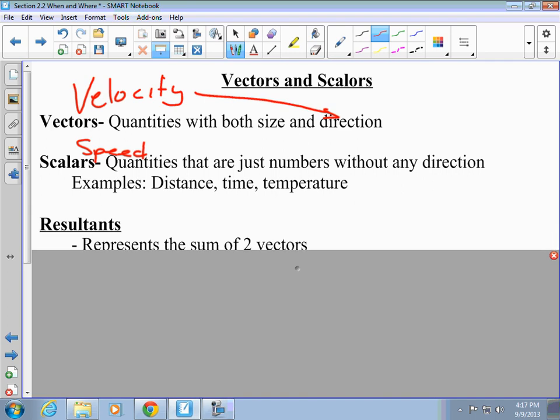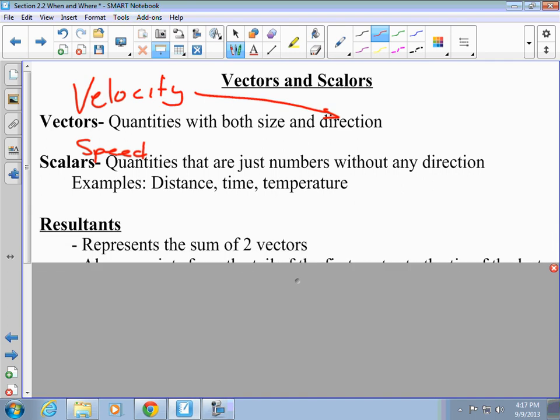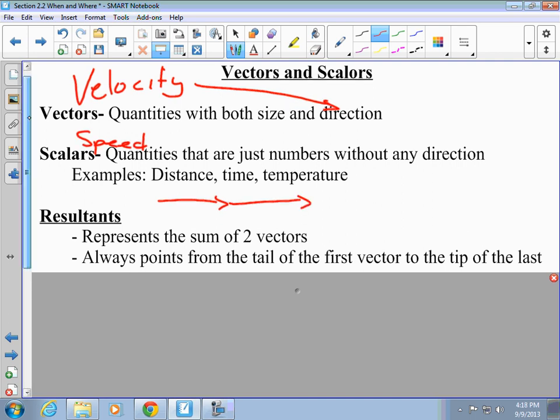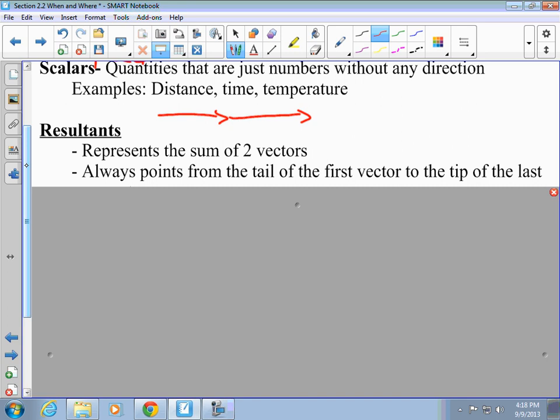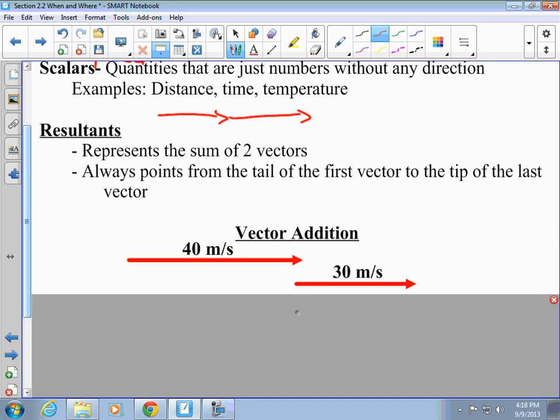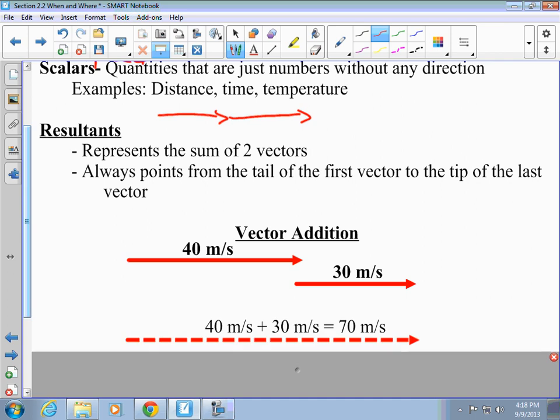Now, the easy part is the resultant, which is the sum of two vectors. We always point from the tail of the first vector to the tip of the last, so they're always touching. Back to back, it's going to look like this. If we look at an example, really easily, we have vector addition. We have 40 going to the right, or to the east, and we have 30 going to the east. Our total sum is 70 to the east.